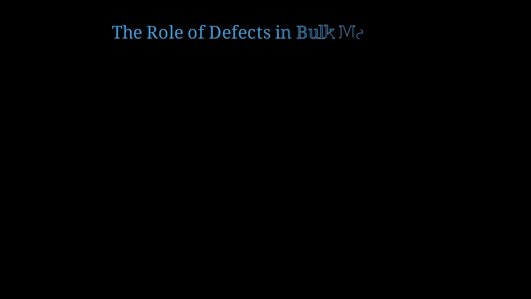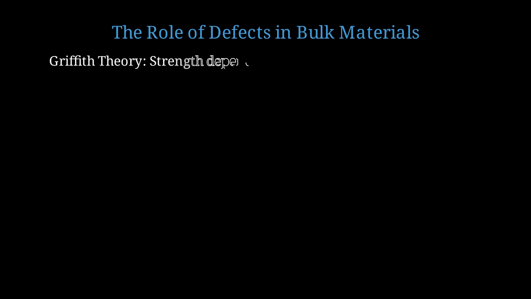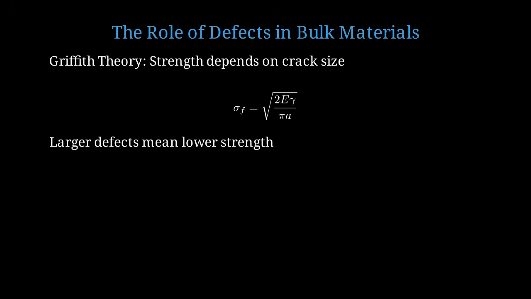In bulk materials, defects are everywhere. These defects dramatically reduce strength below the theoretical limit. Griffith fracture theory tells us that strength depends inversely on the square root of the largest crack, or defect size. The fracture stress equals the square root of 2 times Young's modulus times surface energy, divided by pi times crack length a. For bulk steel with micron-scale defects, this predicts strengths of only a few gigapascals, far below theoretical.